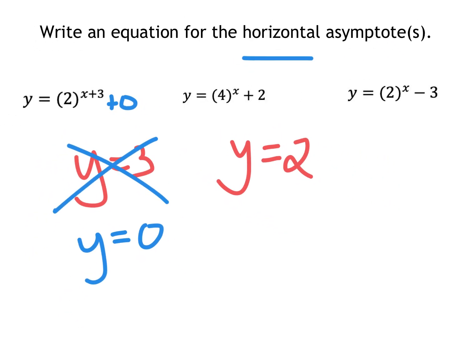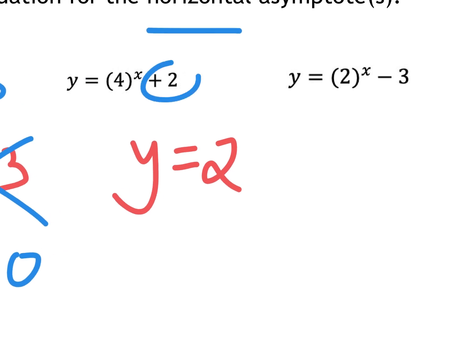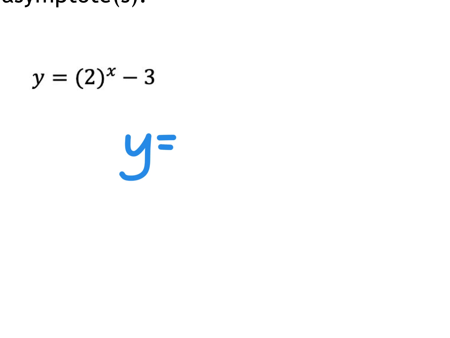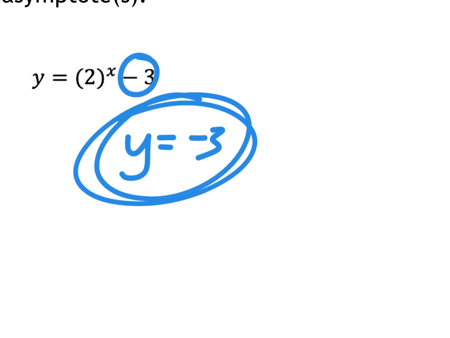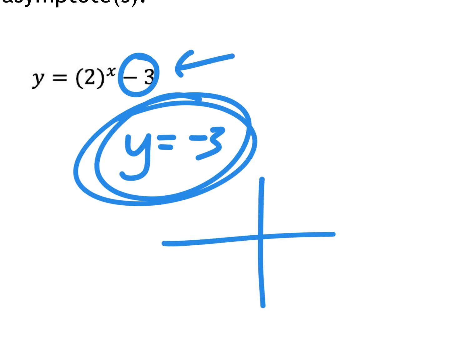Y equals 0 asymptote for that one. Y equals a 2 for that one, because the asymptote moved up 2. And hopefully, if you catch on to patterns well, you'll see it's the outside one. Y equals -3. Make sense? The whole thing moved down 3, so that makes sense that the asymptote would be down here at -3. Okay.